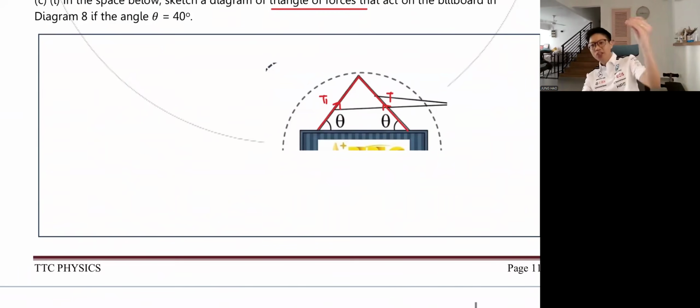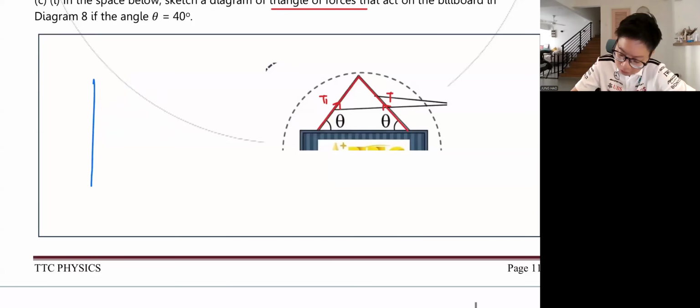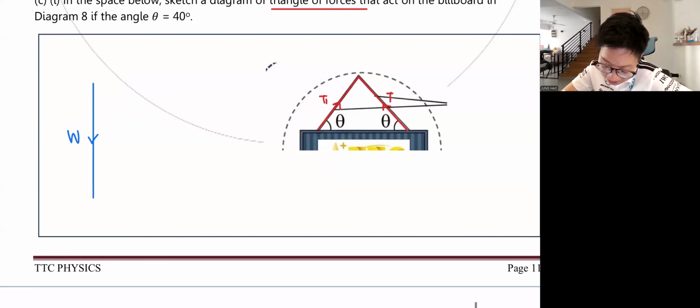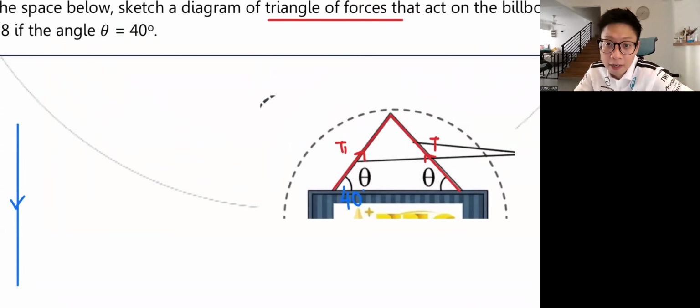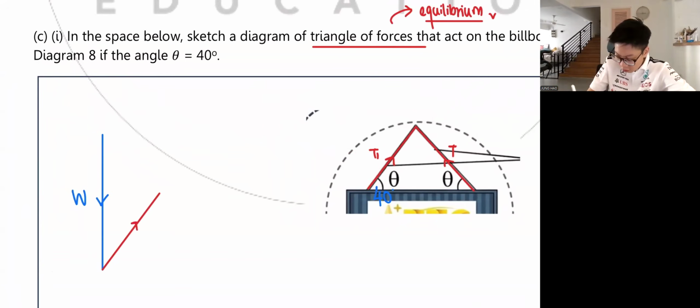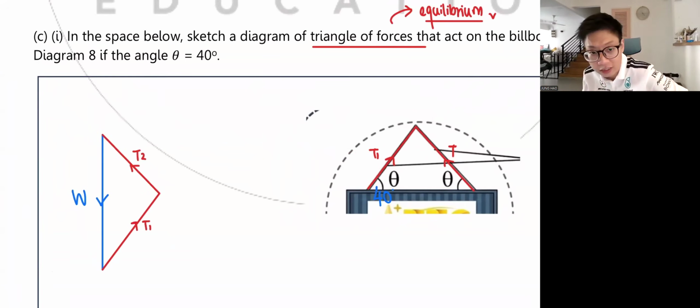So what's the proper way to draw this triangle of forces? Which line do we draw first? We always draw W first, the weight, then followed by T1 and T2. No matter which one you draw first, it doesn't really matter. They already tell you that theta is 40 degrees. So I'm going to draw W, then T1 upwards, somewhere here. Then it will end with T2, going in the same direction.